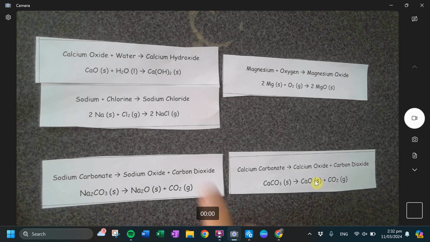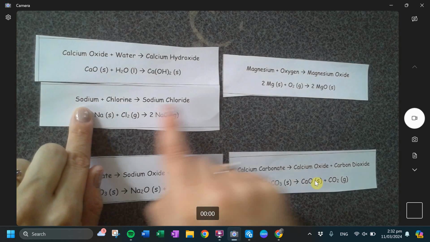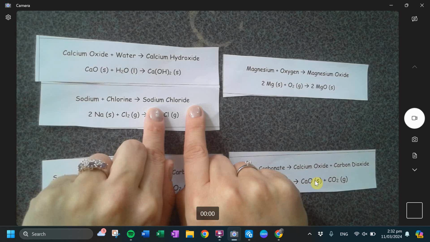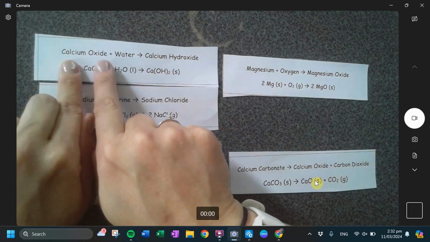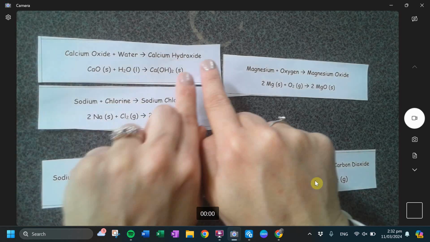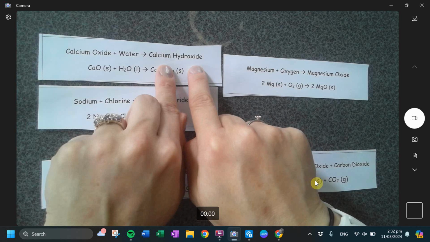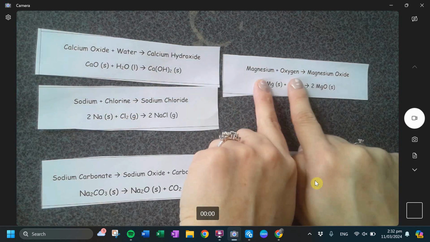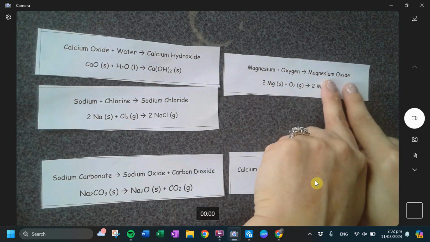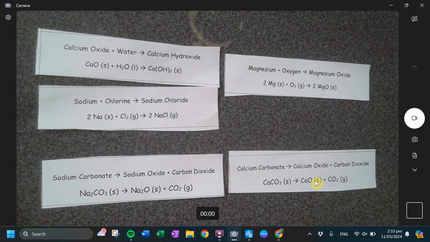So you see how we have sodium and chlorine coming together to make 1 product, sodium chloride. We have calcium oxide and water coming together to make 1 product, calcium hydroxide. We have magnesium and oxygen coming together, making magnesium oxide. These are examples of combination reactions. Feel free to glue these into your book so you know that this is a group. So that is our first type of reaction that we talked about last year.